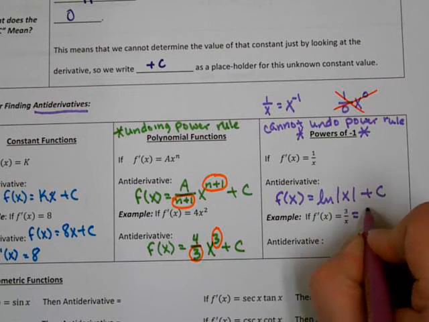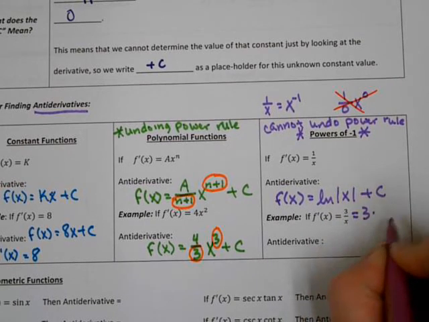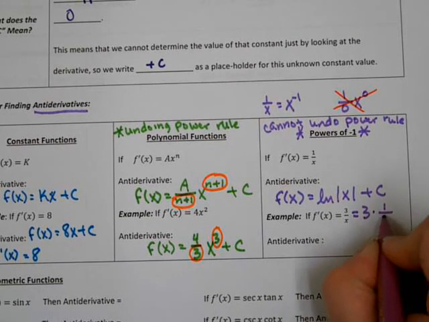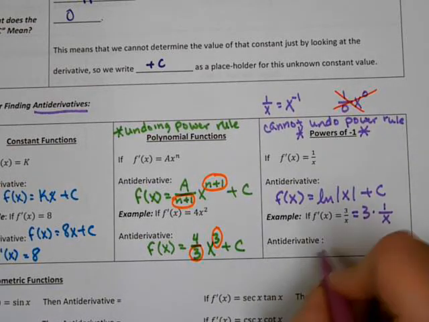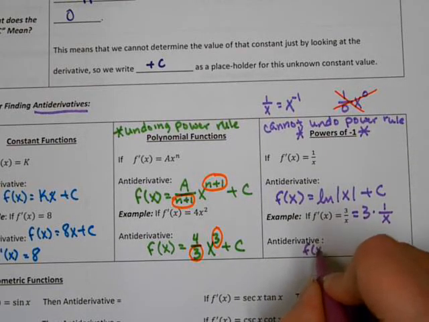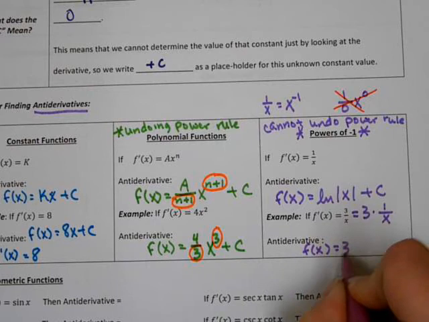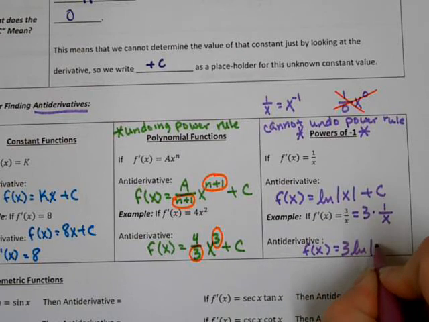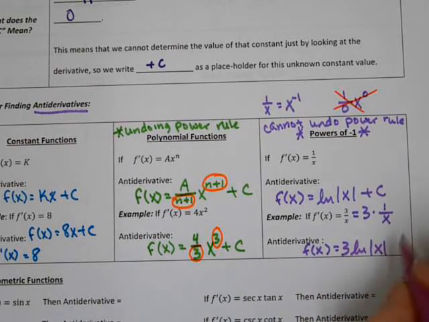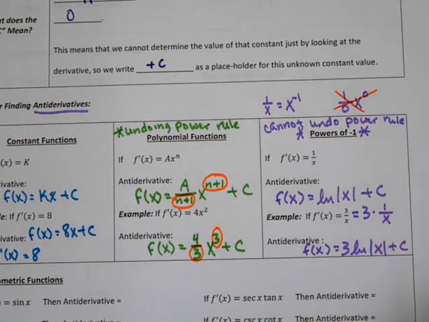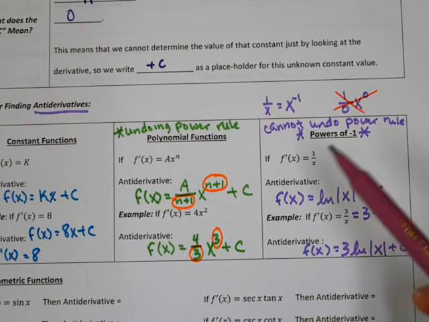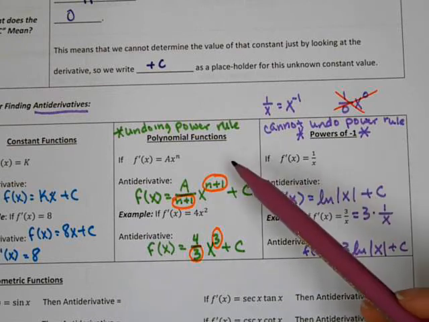Well, when we look at that, we should be able to recognize that 3 over x is the same as 3 times 1 over x. So if I want the antiderivative, it's going to be f of x equals 3 times the natural log of the absolute value of x plus c. All right, this is one that you're going to have to be very, very careful of. Do not fall into the trap of trying to undo power rule.